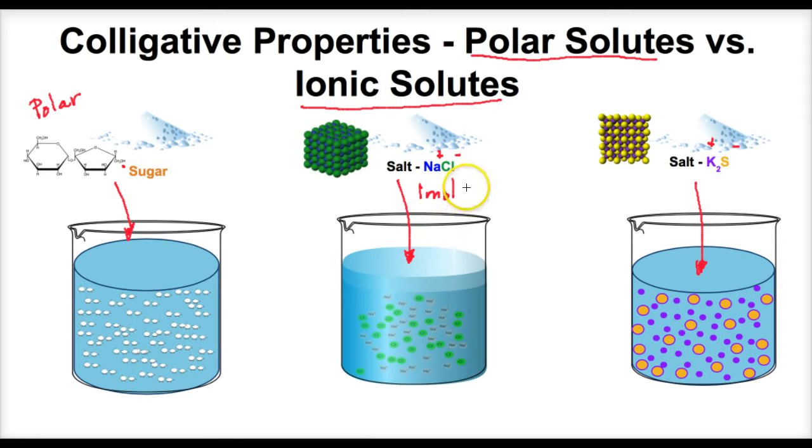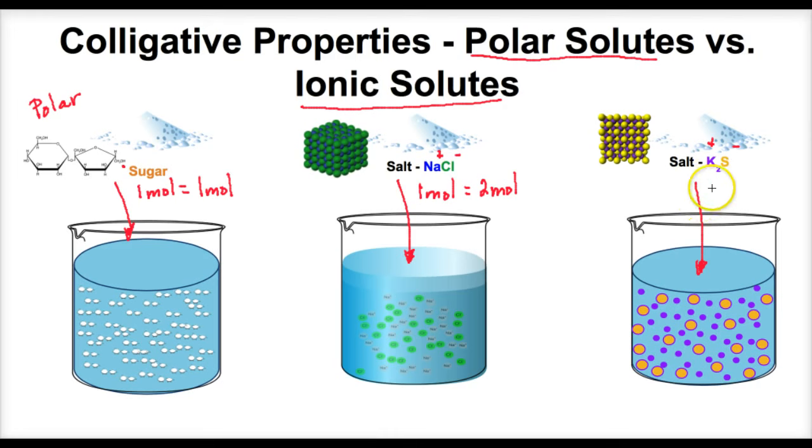And when it dissociates, what ends up happening is it produces 2 moles of dissolved particles. Whereas over here, if I have 1 mole of sugar and I dissolve this in water, I still end up with 1 mole of dissolved particles. Okay, so understand that concept. When something dissociates, it breaks apart. So 1 mole of salt is going to end up producing 2 moles of dissolved particles.